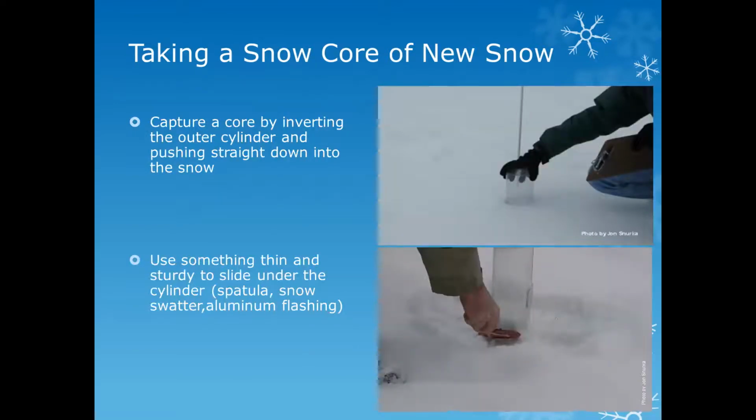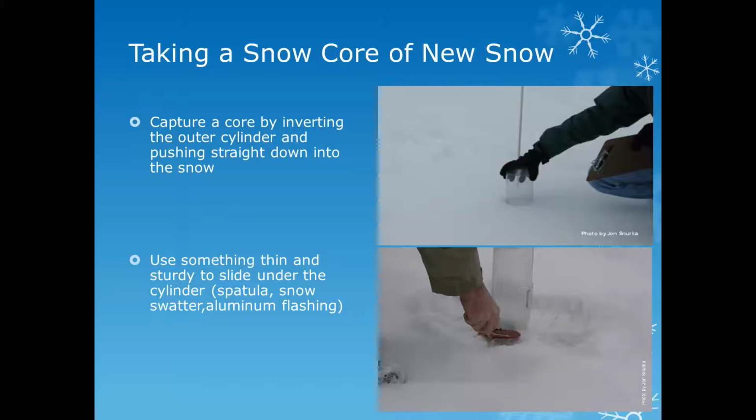So you capture the core. You can't see the snowboard there, but there is one, and he's got a marker there. By inverting the outer cylinder and pushing it straight down into the snow. And then use something like a spatula, or we have what are called snow swatters, I think they're still available, to slide under the opening of the cylinder, trap the snow in there, and invert it and flip it over and capture that core. And if you do it well and you capture all of it, the depth of the core should be the depth of your snow, plus or minus a tenth as it's going down the rain gauge.